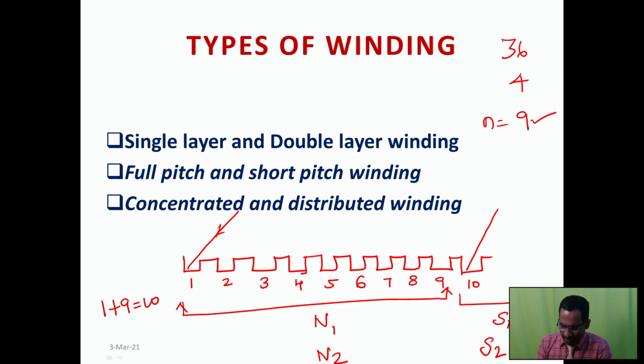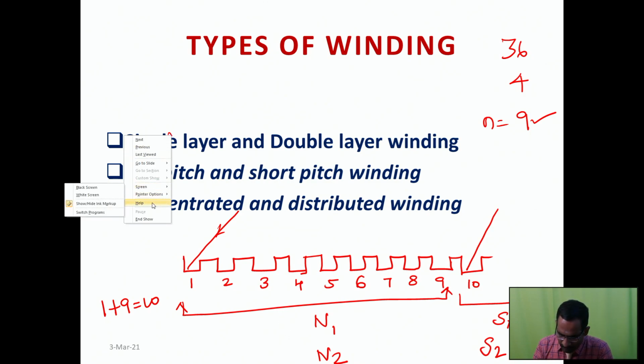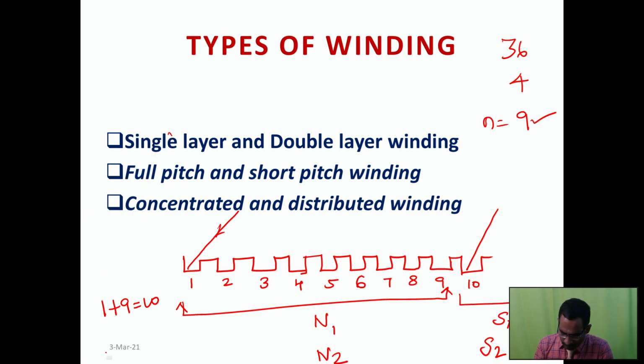Each slot is having only one coil side. That is called as single layer winding. Single layer winding means, from the first slot to the 10th slot, if I am keeping my conductors, each slot is having one coil side. That is called as single layer winding.